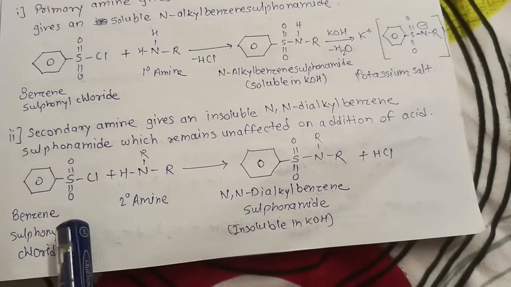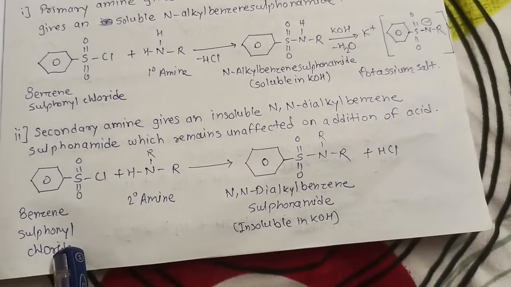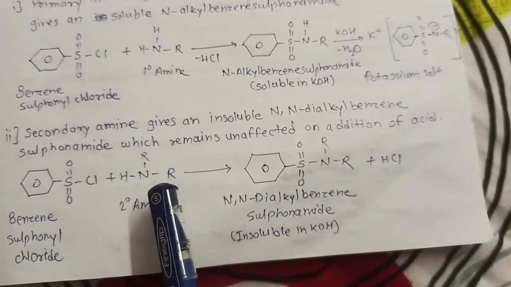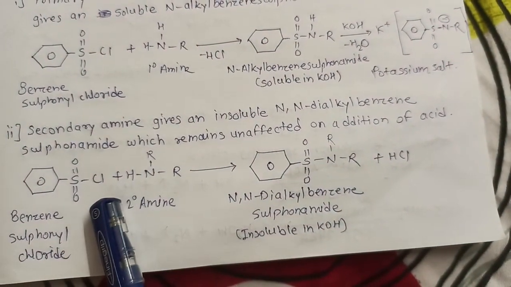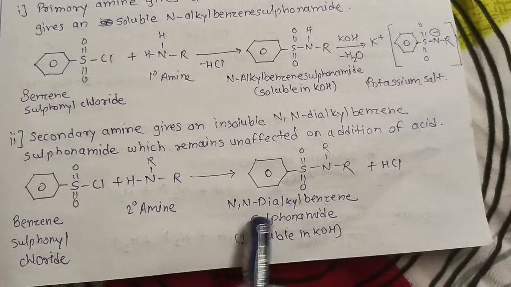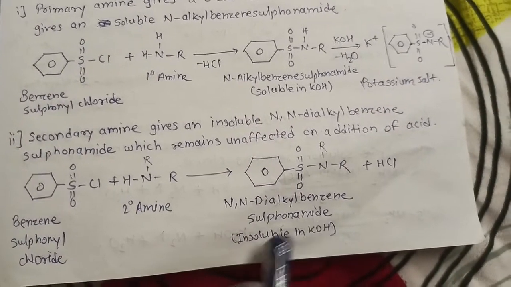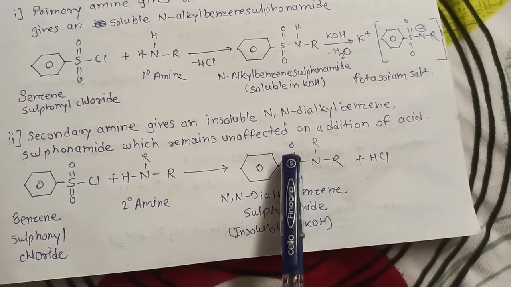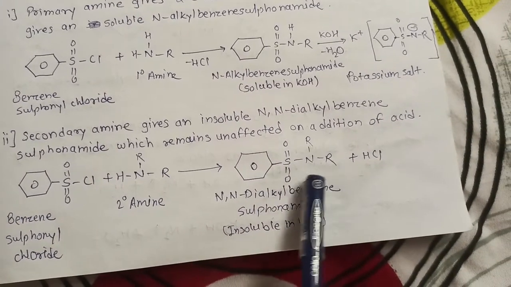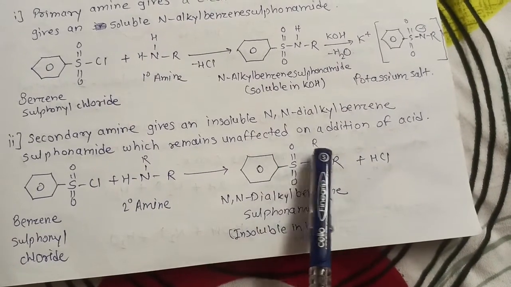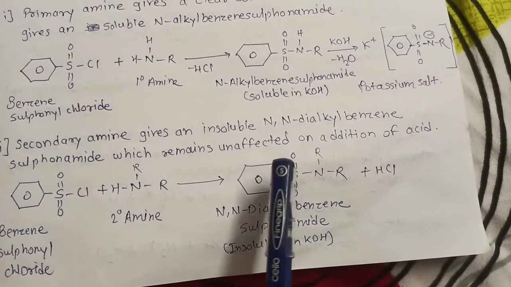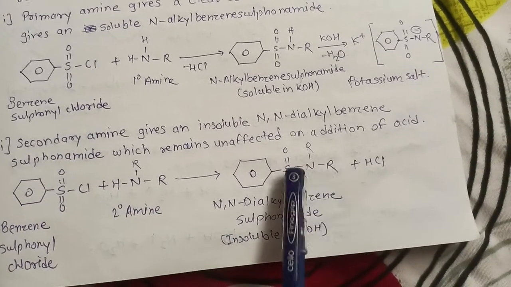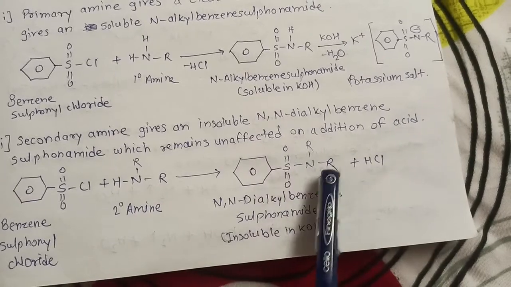of acid. So see the reaction, Hinsberg reagent benzene sulfonyl chloride plus secondary amine R2NH, and this H goes with Cl, HCl will go out, and N,N-dialkyl benzene sulfonamide is obtained, which is insoluble in KOH because there is no free hydrogen. As you see the product, there is no free hydrogen, so it will not react with base KOH. What is the role of base? Bases are the ones which accept protons. So no proton is here. Therefore, it will not dissolve in KOH.